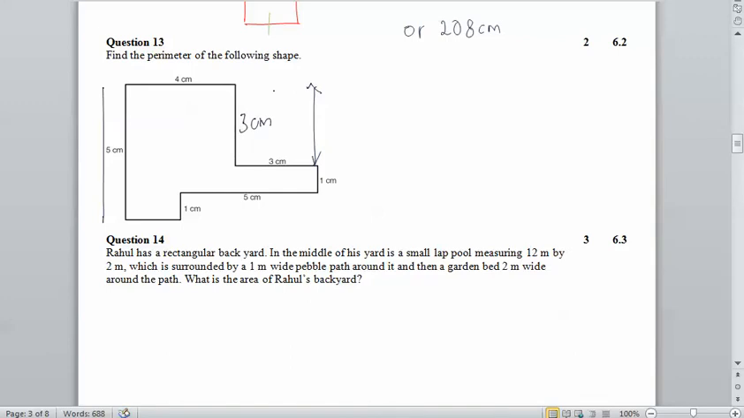5 take 2, that's right, Em. Over here we've got 4 plus 3 is 7, 5 plus that must be 2 centimetres.